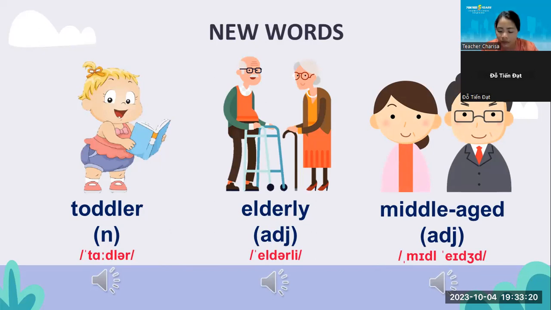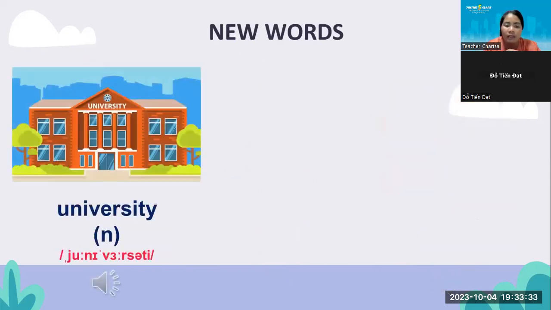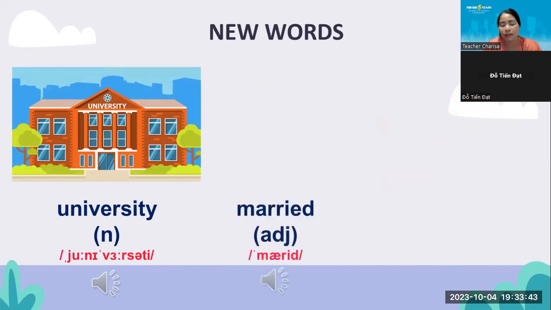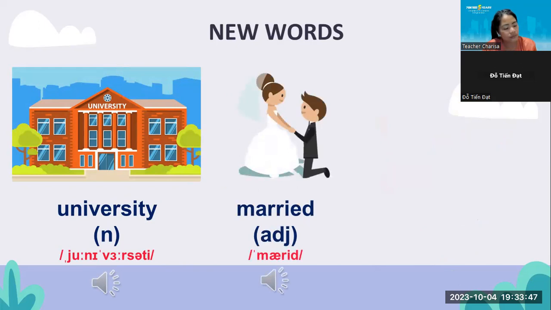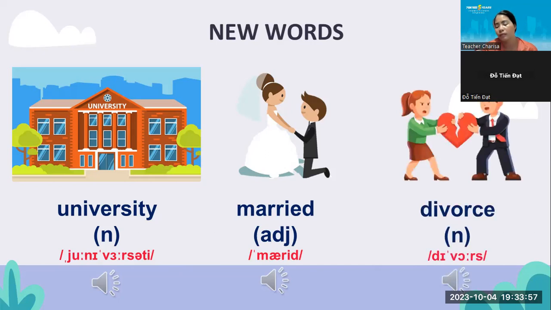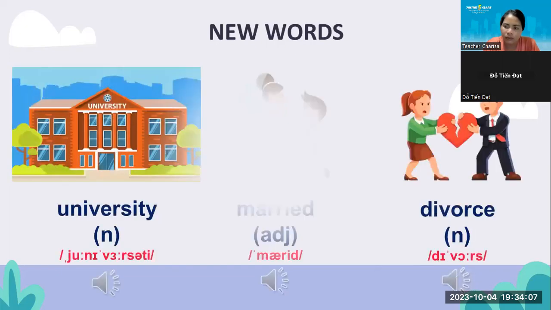Okay, how about middle age? Yes, what is middle age? What have you understood about middle age? Okay. Next, what is that? I think university. Yes, that's university. Next. Married. Okay, very good. Married. Next. Divorce. So, divorce.